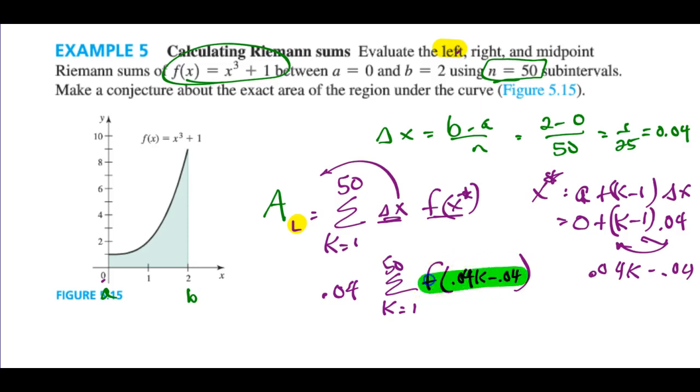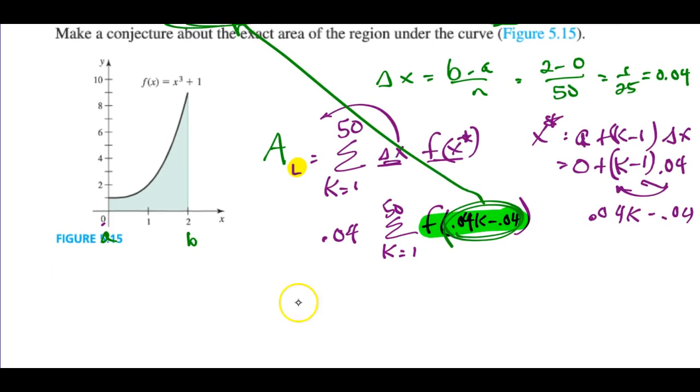You have to go to the function and evaluate the function at 0.04k minus 0.04, which means I'm going to take this guy and plug it into that x cubed plus 1 function. So I have 0.04 times the sum from k equals 1 to 50 of 0.04k cubed plus 1.